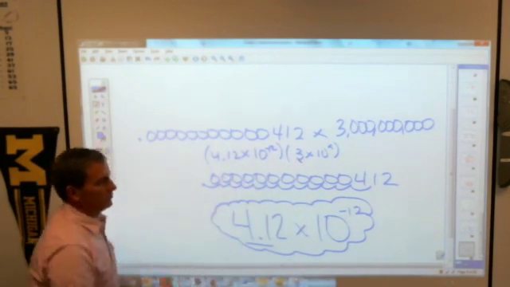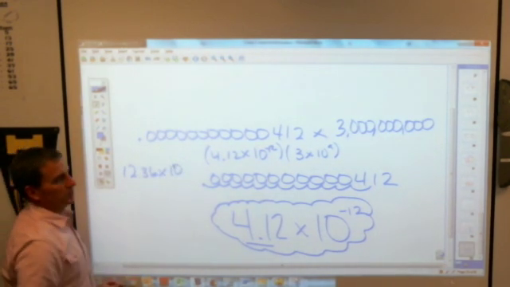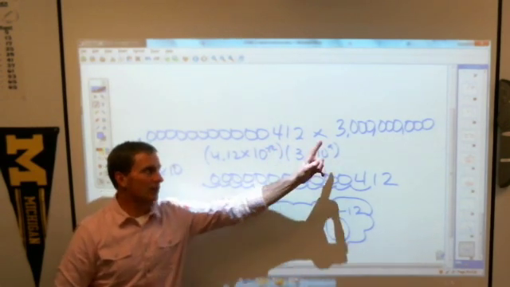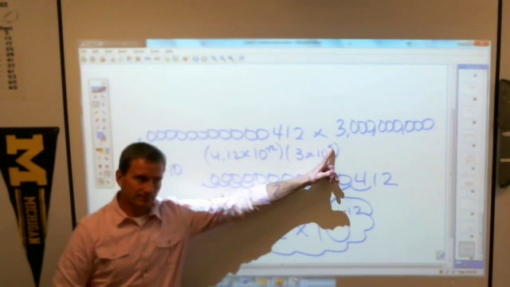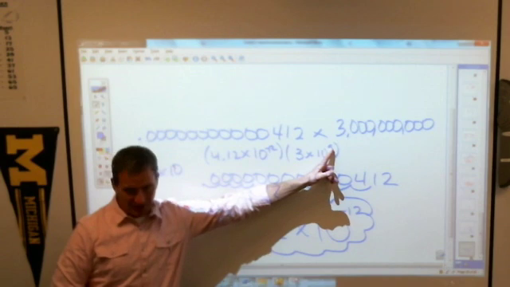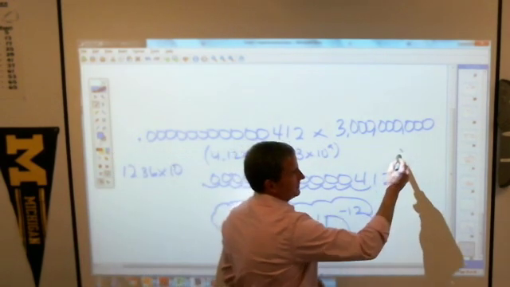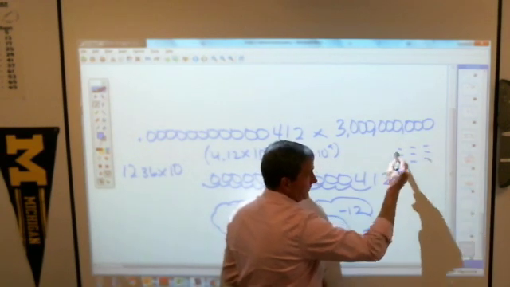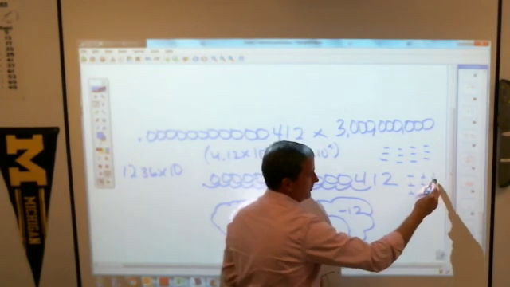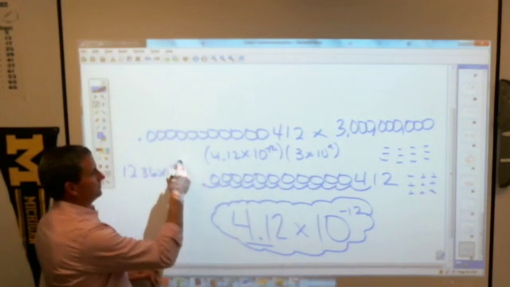3 times 4.12 is what? 12.36. Just take my word for it. What do we do when we multiply? What do we do with exponents? And what do you get if you add a negative 12 and a 9? Oh boy. You have 12 negatives, 9 pluses. They cross off, a plus crosses off with a negative. What are you left with? Negative 3. Negative 3.